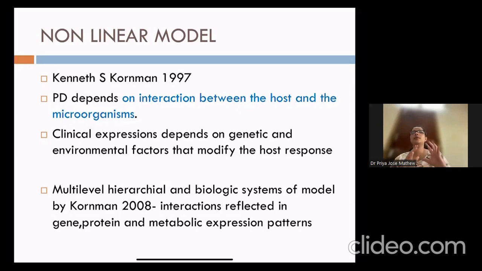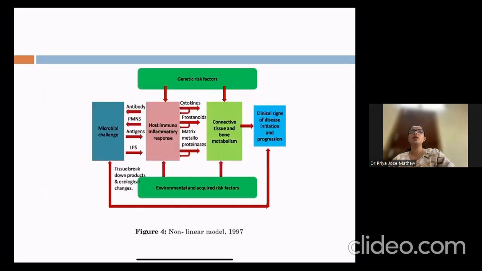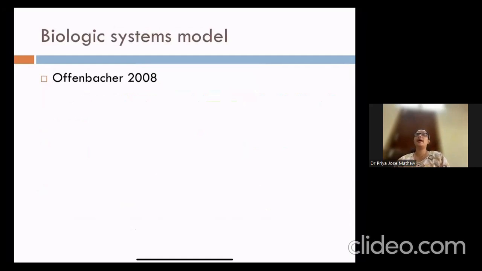Okay, so this is the basic model of the non-linear model. Now, the next one is the biological system model, the one I have been describing in the historical point. The recent models: the first one was Coleman's model, the latest model I have included. Next is the biological system model, by Offenbacher.